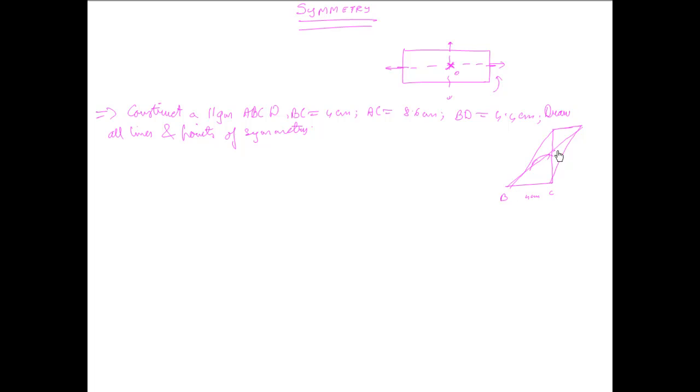Because, children, the property that works over here is diagonals are bisected. The diagonals bisect each other. So that's 4.3 centimeters and 2.2 centimeters. That's A, B, C and D.